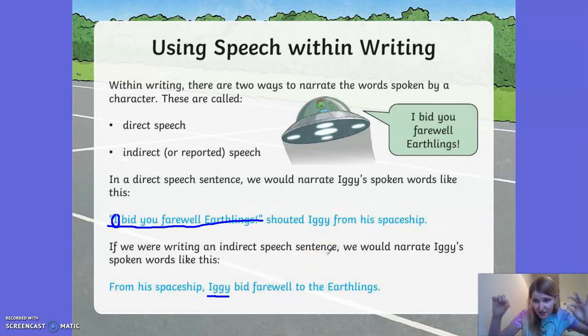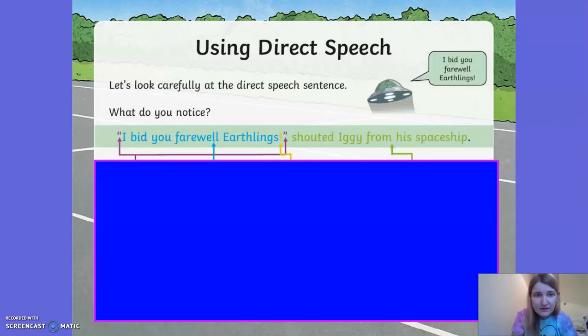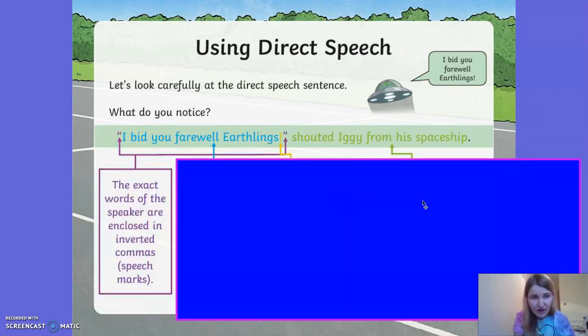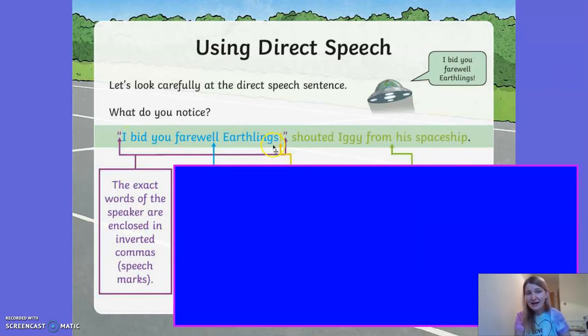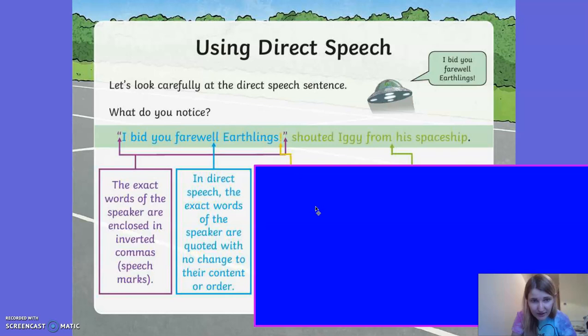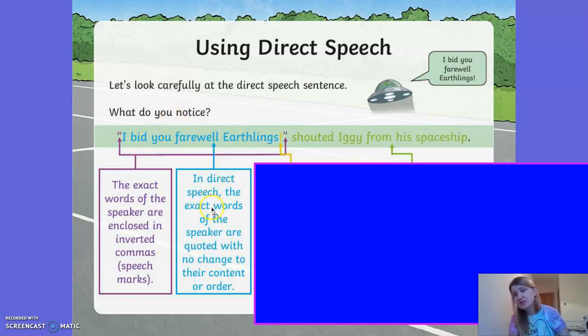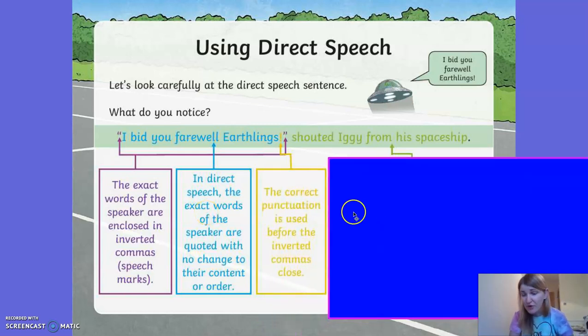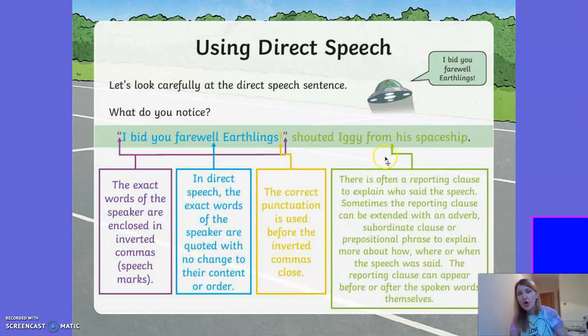Let's have a look further at that direct speech sentence. Let's look really carefully. "I bid you farewell, Earthlings," shouted Iggy from his spaceship. This bit here is exactly what Iggy said, exactly the same, with our speech marks. There's no change. We haven't changed the order or anything like that. Exactly what was said in the exact same order. We've got our punctuation inside our inverted commas, and we know it's really important that we keep it inside. And then we've said who it was that was saying it.